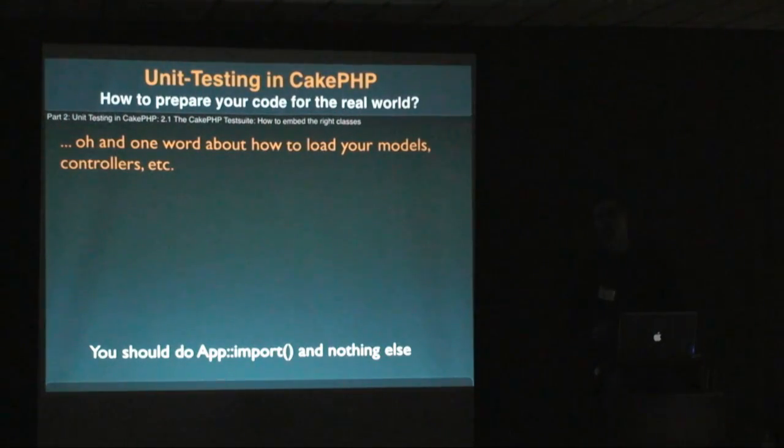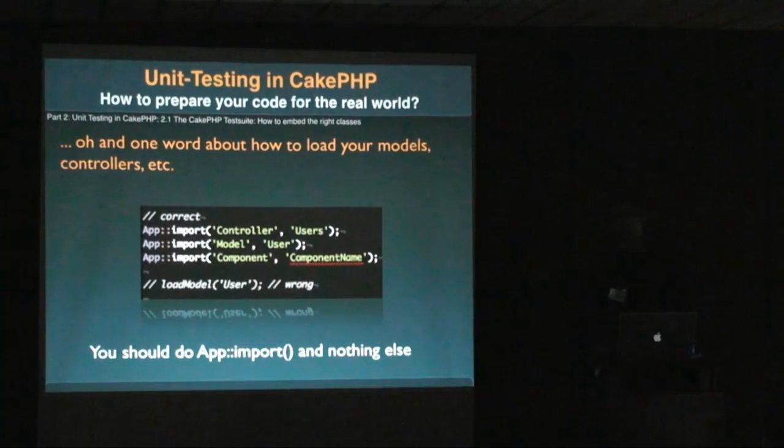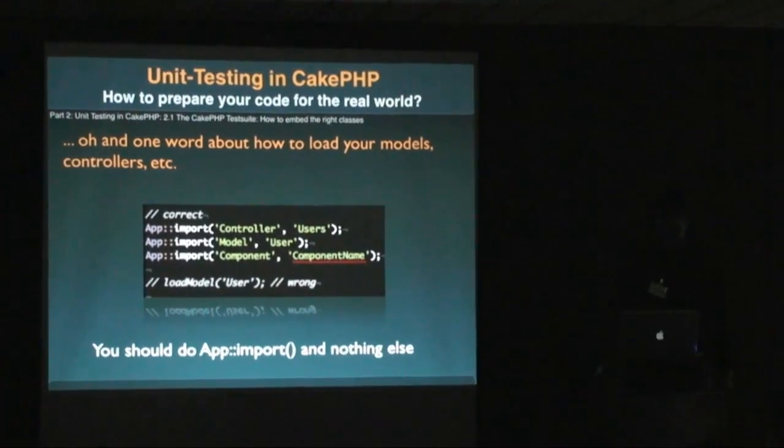When you look at code samples in the Google group, it often happens that people load their models wrong. The new way of doing so is using App::import. The first parameter is the type of class that you want to load, and then the second one is the missing part of it. So as you can see, loading the users controller is App::import controller, then Users, and likewise for the other two.